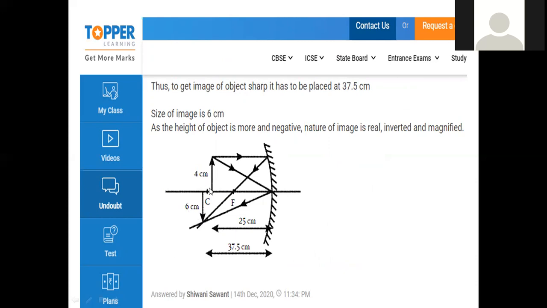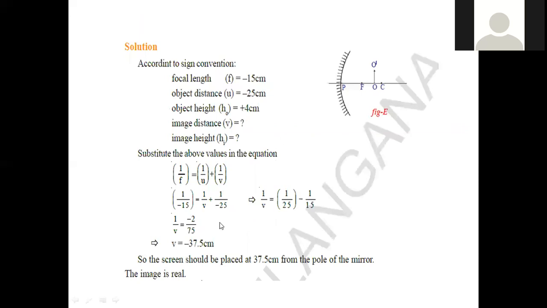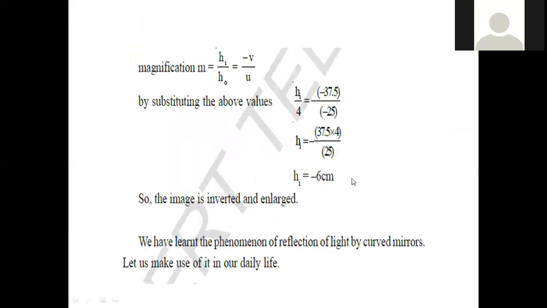It is somewhat enlarged with respect to the object that is placed. The object placed is 4 centimeters. The image formed is 6 centimeters. This is also given by Toppers Learning. So here it will be inverted, and a 6 centimeter inverted image is formed on the screen, right? So this is the second answer we predicted. The image is inverted and enlarged. Based on this, you can clearly say that it will be an inverted and enlarged one.